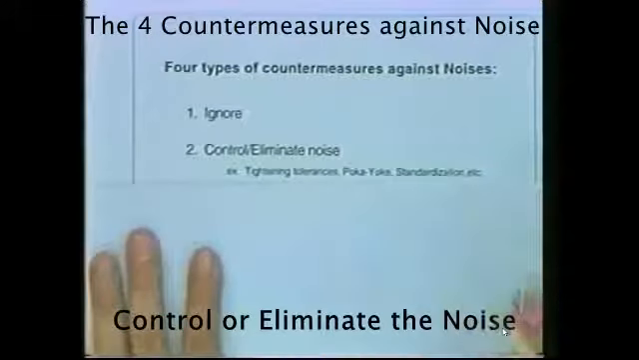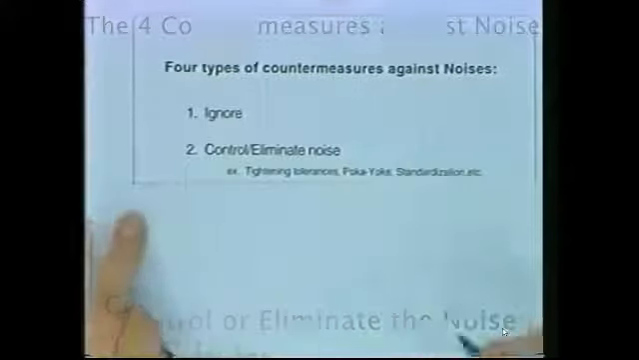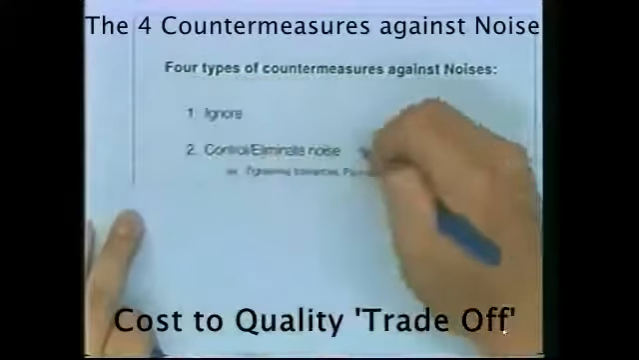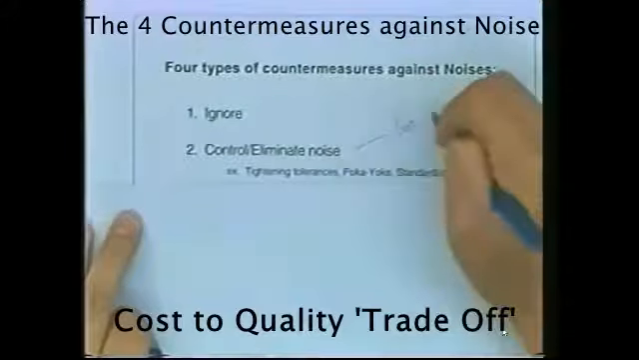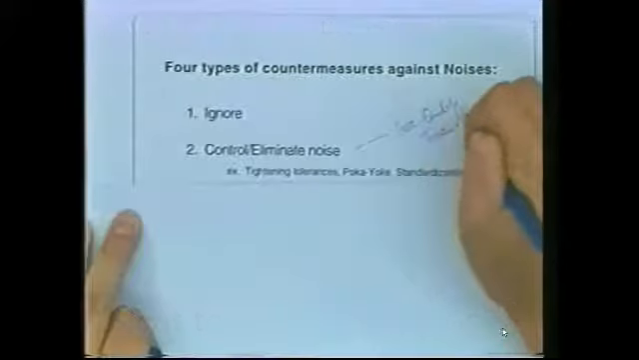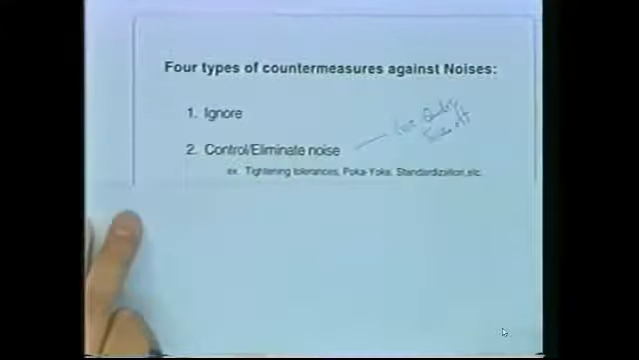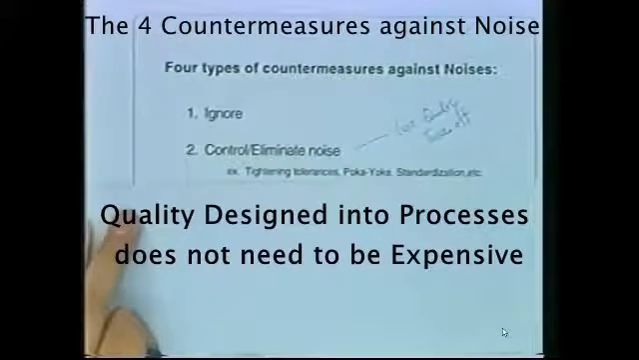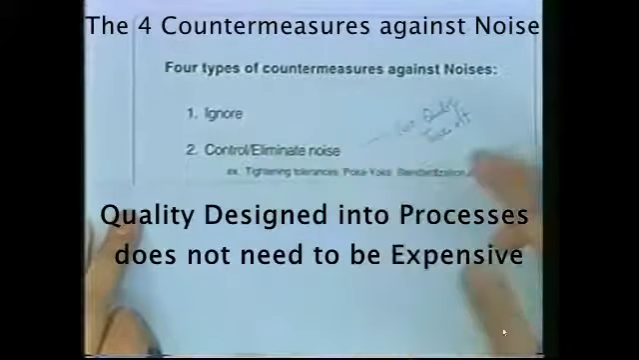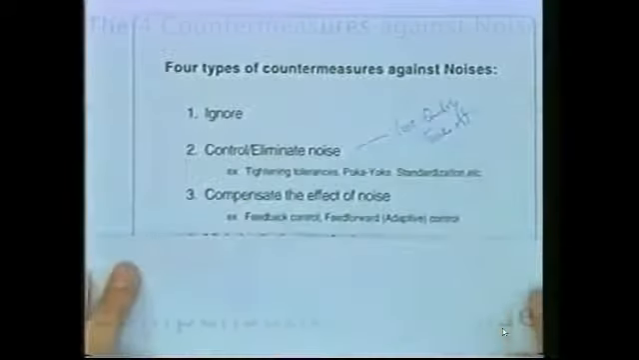However, overdoing can be a problem because this kind of countermeasure is a cost-quality trade-off. Whatever the countermeasure here, it's going to cost some money. And if you're overdoing this, it's a problem. That is, if you think high quality means expensive, maybe you're thinking about trying to control and eliminate the noise itself.